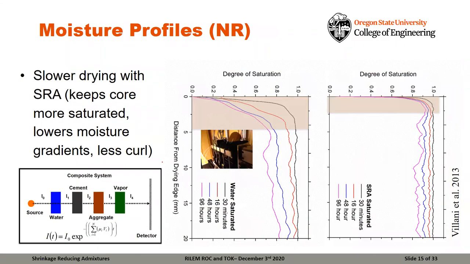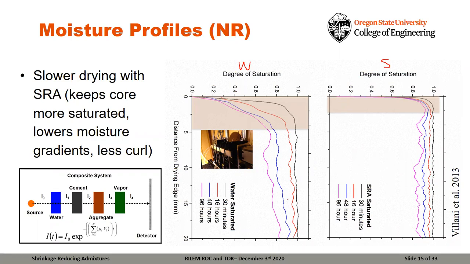And to really try to illustrate this, we've used some results from neutron radiography tests where they show two things. We have a plain water system, a plain concrete shown in the center, and we have a shrinkage reducing admixture system shown over on the right hand side. And what we notice is there's two differences when you have water or SRA in the system.